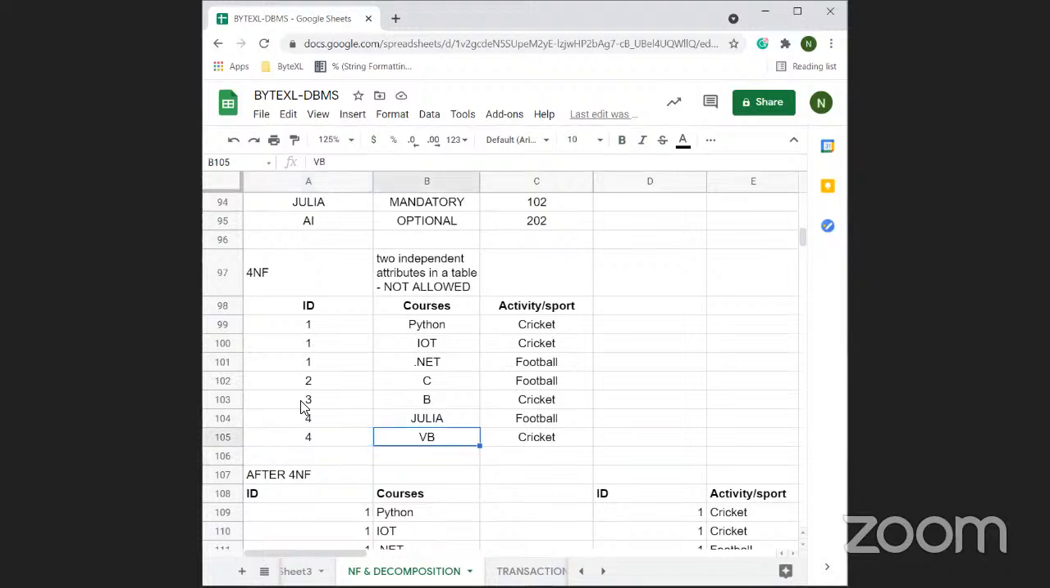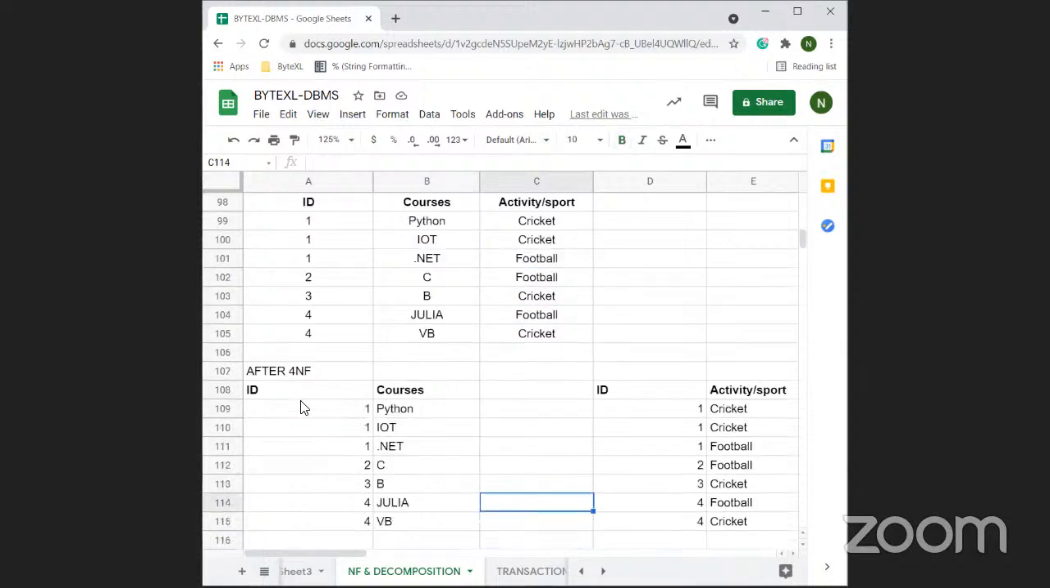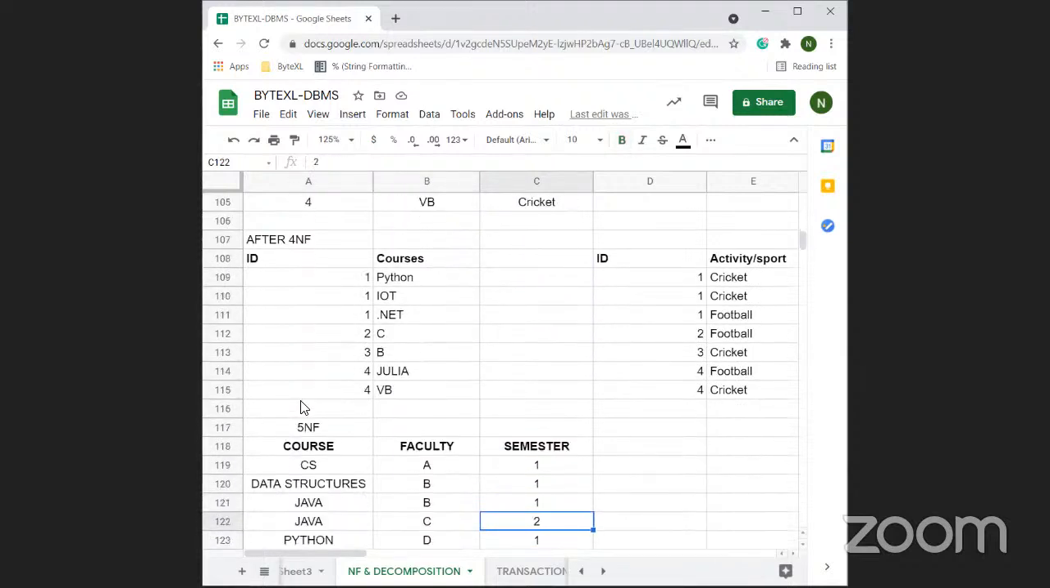Then in 4NF, if two values are not dependent on each other, if these two are independent, they should not be taken in a single table. That is for 4NF.